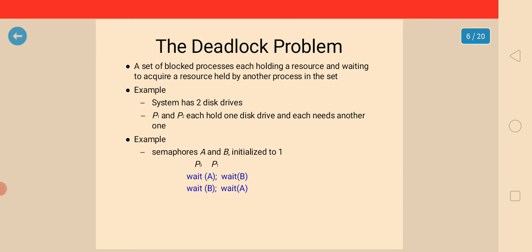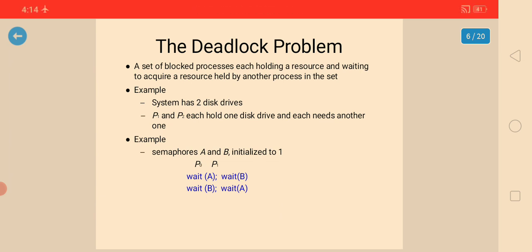So what is the deadlock problem? A set of blocked processes, each holding a resource and waiting to acquire a resource held by another process in the set. One process is already acquiring and executing, and one more process wants to execute and is holding other resources. So this is the deadlock problem.